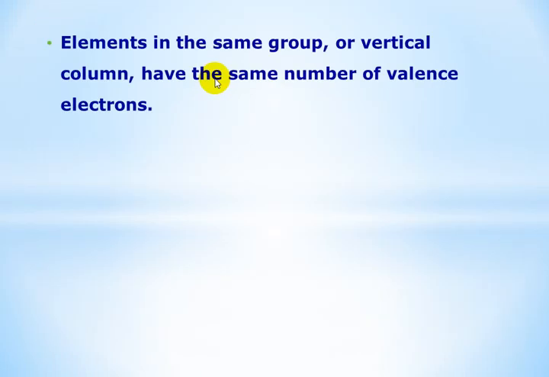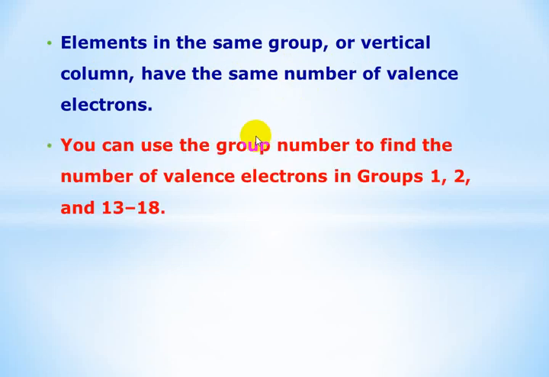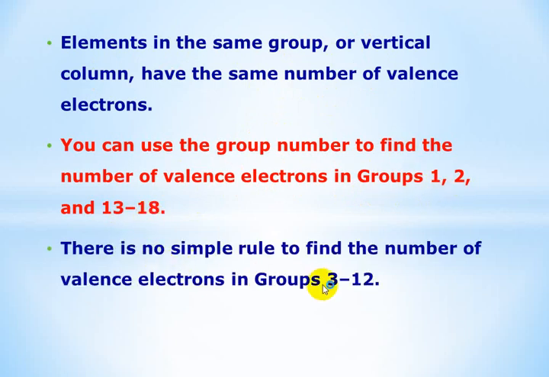Clear? So elements in the same group, or vertical column, have the same number of valence electrons. You can use the group number to find the number of valence electrons in groups 1, 2, and 13 to 18. While for groups 3 to 12, there is no simple rule to find the number of valence electrons, and you will study it in higher grades.